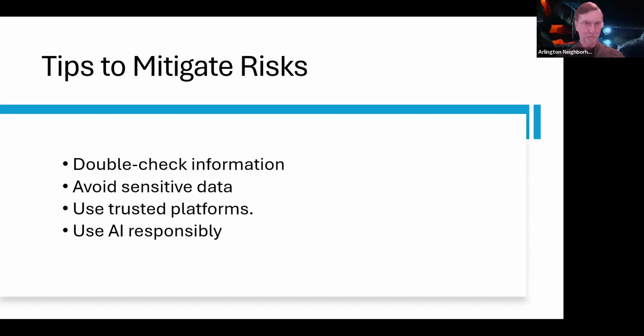Okay. So some tips to mitigate the risks. You want to double check the information that the generative AI is giving you by asking it to check itself, by asking for links to sources of the information, by double checking the information. You want to avoid putting sensitive data into a prompt. You want to use only trusted platforms, and you want to use AI responsibly, which means don't use it for everything. Make sure you use it for things that really require additional support of AI. And if you can find the answer quickly by Googling it, don't use AI. Use it only where absolutely needed.